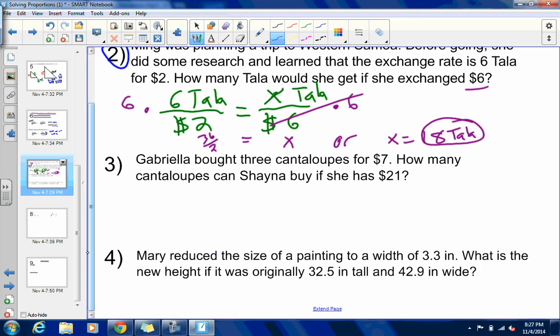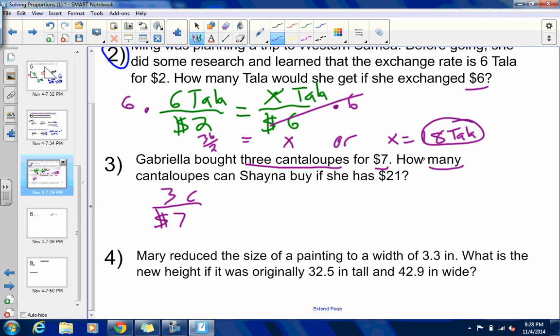Let's try one more. Number 3. Gabriella bought 3 cantaloupes for $7. All right, we can already set up a proportion. 3 cantaloupes for $7. Very good. There's a ratio. How many cantaloupes can you buy for $21?